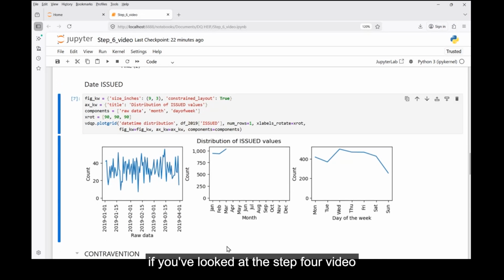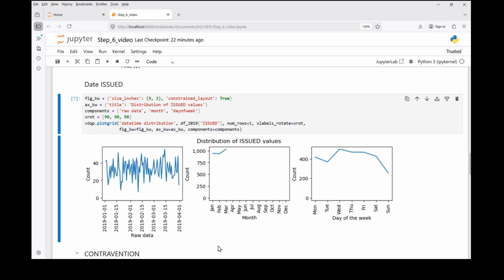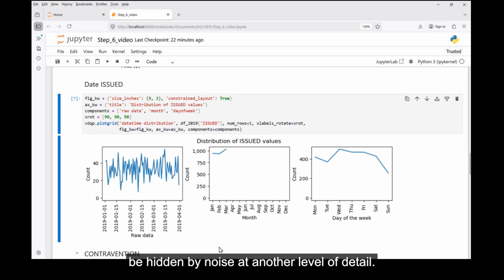As you'll already know if you've looked at the Step 4 video, dates are complex data types. They contain information at multiple levels of detail, and patterns at one level of detail can sometimes be hidden by noise at another level of detail. What Viz data quality makes really easy is to let you look at the frequency distributions for multiple levels of detail in this single function call.